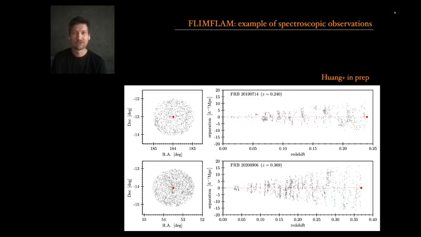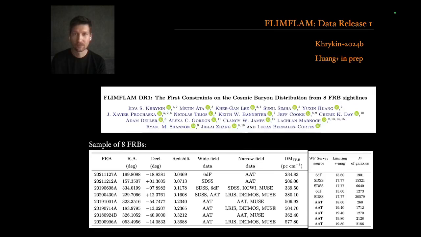Here's an example of the 2D distribution of galaxies in the foregrounds of two FRBs as observed with AAT. This will also be published soon in Yuxin Huang's paper. I'm happy to tell you that the first data release and the analysis of 8 FRB sightlines is out. We published it this year. The bottom table shows you the 8 FRB sightlines that we chose, and the rightmost column tells you how many galaxies we found that we used in the density reconstructions.